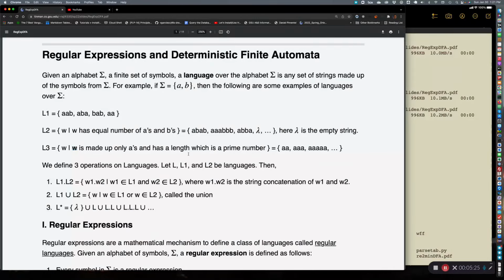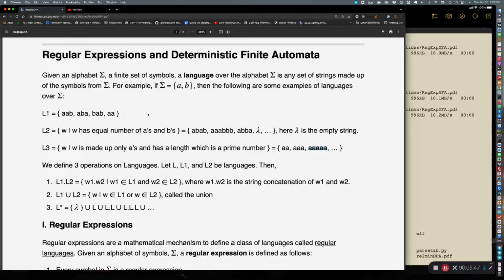So obviously you need to know what a prime number is, and let's say that 5 is a prime number. So you can put 5 A's together and say, oh, that belongs in L3 because it satisfies this condition, okay? But again, this is infinite because we know that there are an infinite number of primes.